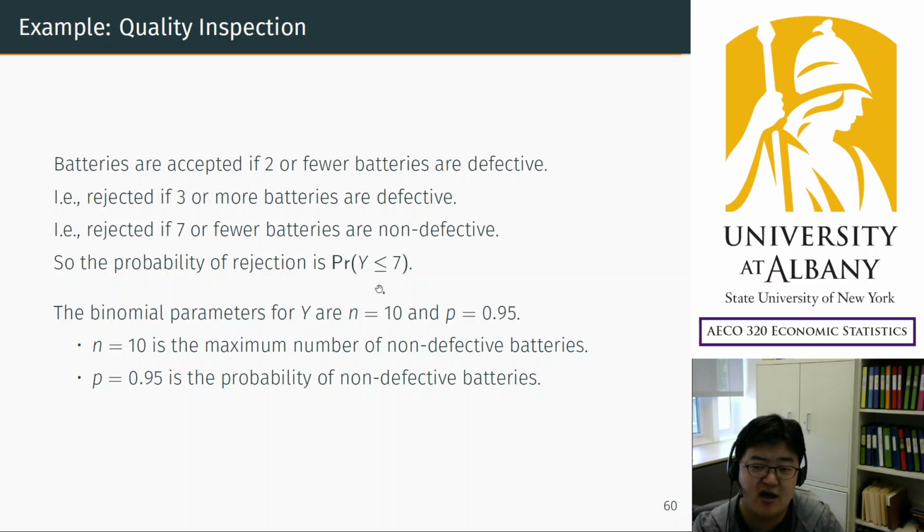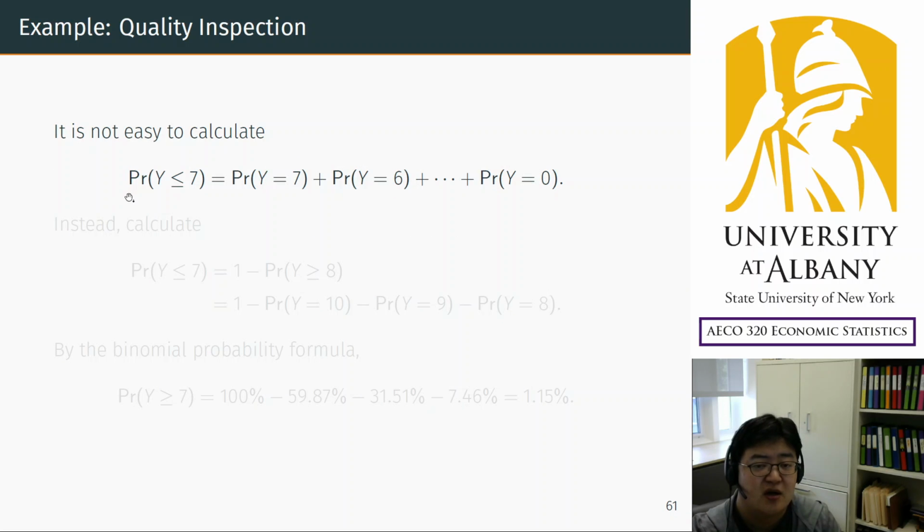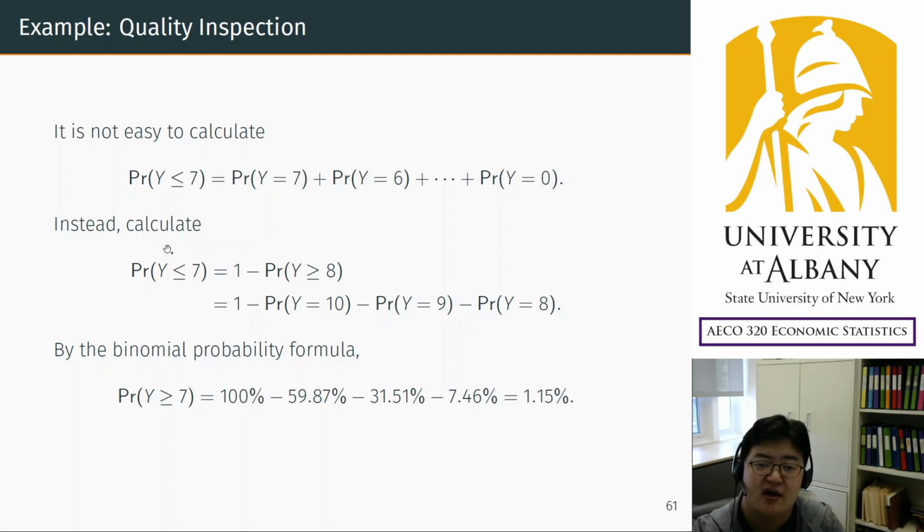And then how do you calculate that? Now it's a probability defined by an inequality. But this is not easy to handle because there are eight possible outcomes. If you break them down into equalities, you need to calculate 8 different probabilities, which is not good. So here is another trick. Instead of calculating 7 or fewer, I would calculate 8 or more, and then subtract that from 100%.